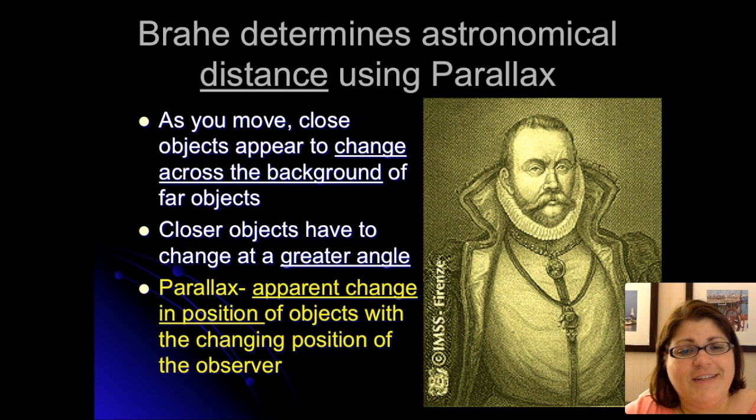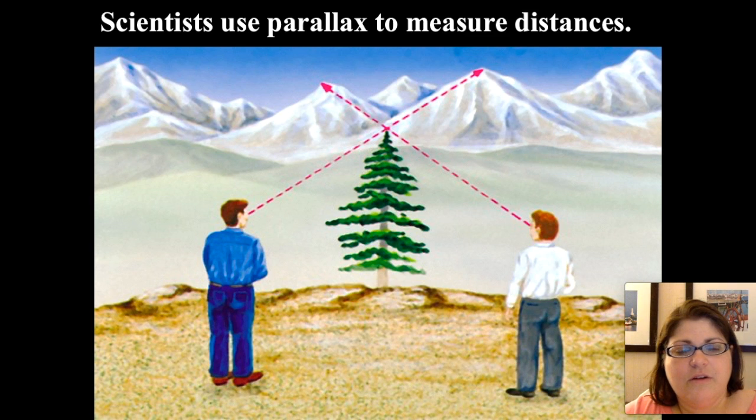So once again, parallax is the apparent change in position of objects with the changing position of the observer. The best way to look at this is through a picture or through a little model you can do in class. If we look at these two people looking at this tree in front of the mountain, each person, given their position, sees a different mountain peak behind the tree. However, if that tree was much further back, closer to the mountain, there's a pretty good chance that both of them would see this peak between them because of the different distance.